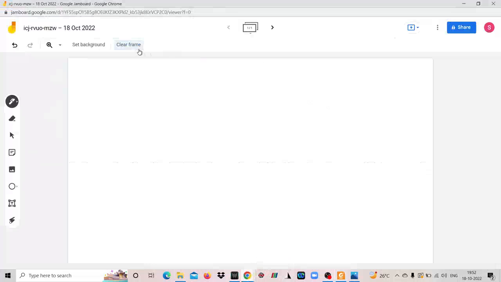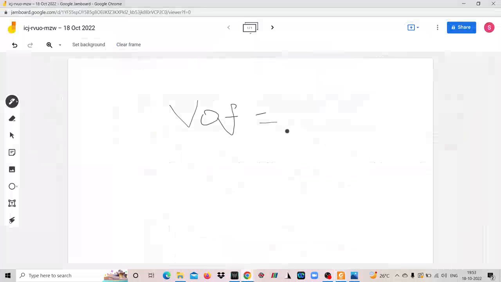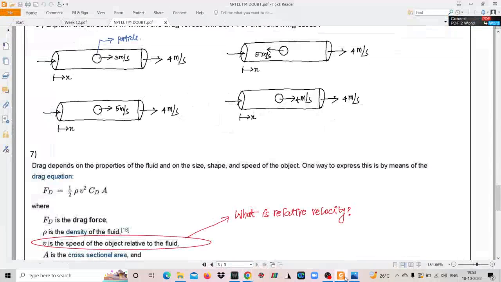Your second case, relative velocity of the object with respect to fluid. Say you are considering this as the negative direction. So your velocity of the object is minus 5, right? And minus 4. Clear? Is it clear? Yes, sir.